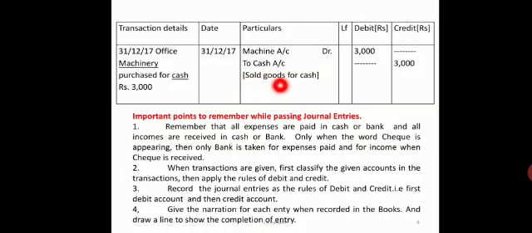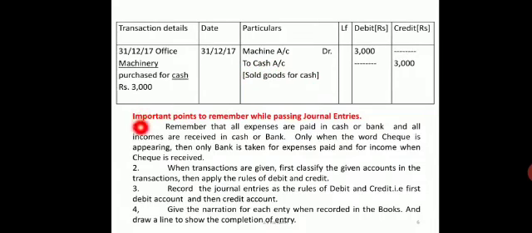Narration, sold goods for cash. Also not sold goods, it is purchased machinery for cash. There is a typing mistake, so it should be purchased machinery for cash. So don't write this particular narration. Whatever is the description, this description only has to be written. So here it is a typing mistake.